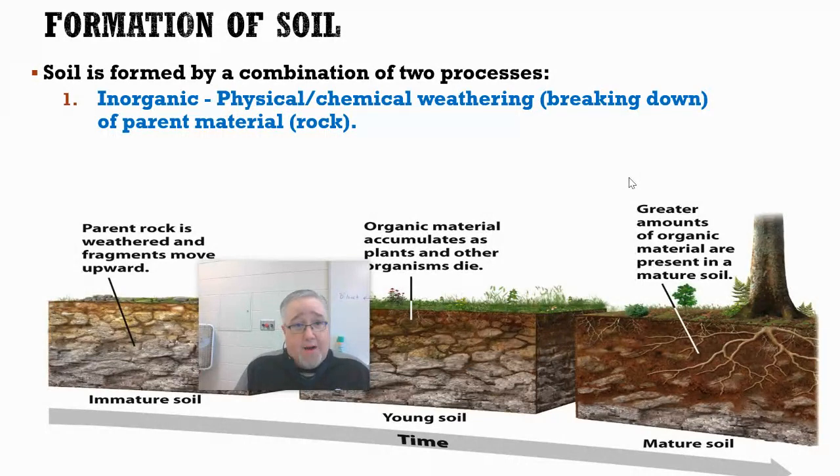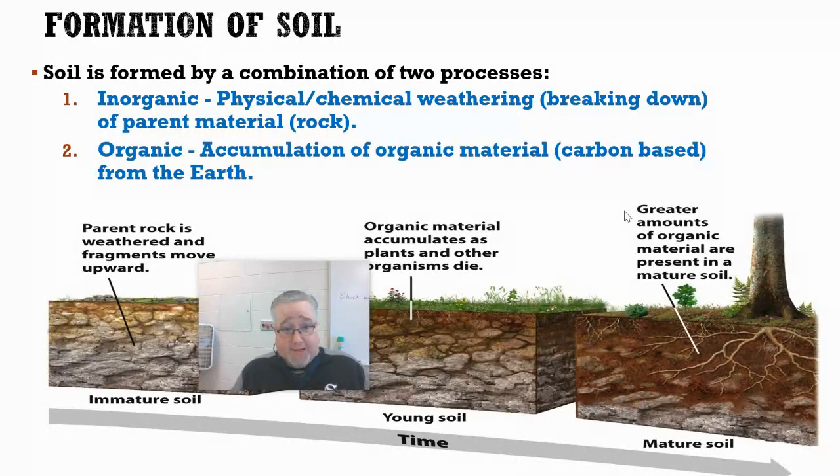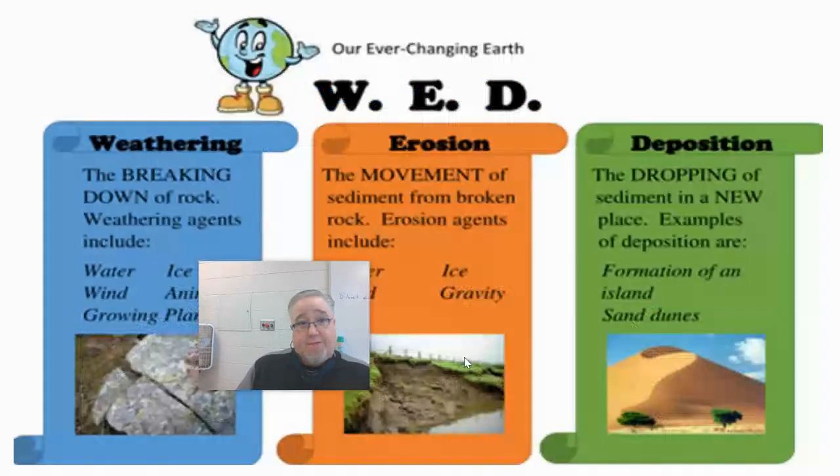This doesn't happen overnight. Now, the other process is that the organic material, the carbon-based material, has to accumulate in the soil. And again, this doesn't happen overnight. It takes a long time. So if you've got a very mature soil, first of all, that soil is probably very old, and it's going to have a lot of organic material in it. It's going to have a lot of inorganic material as well, but it's going to be a nice mixture of both of those things. And again, it takes a long time for those things to form.